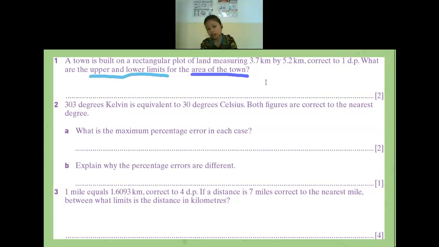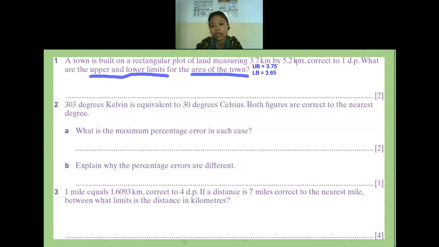3.7 and 5.2. Okay, 3.7. What is the upper bound of 3.7? 3.75. Okay, 3.75. And then the lower bound of 3.7, how much will it be? 3.65. Okay, anyone get confused for the upper bound and lower bound of this number?